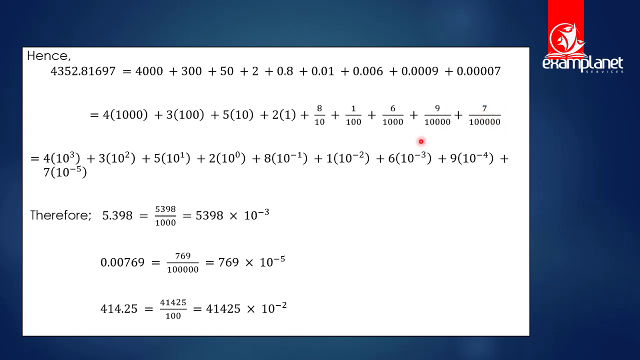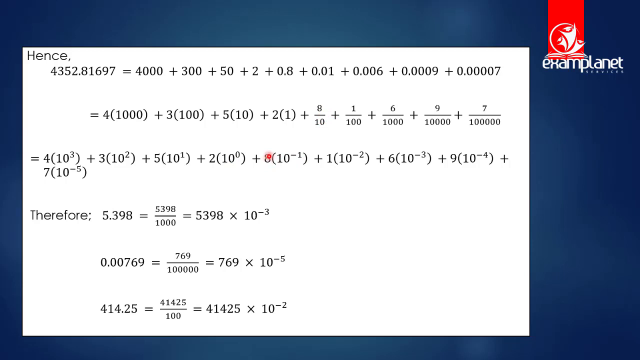700,000. Okay? So now, I can write all these numbers as powers of 10. So 1,000 is 10 to the power 3, as you can see. 100 is 10 to the power 2, 10 is 10 to the power 1, 1 is 10 to the power 0, and 1 over 10 is 10 to the power minus 1.